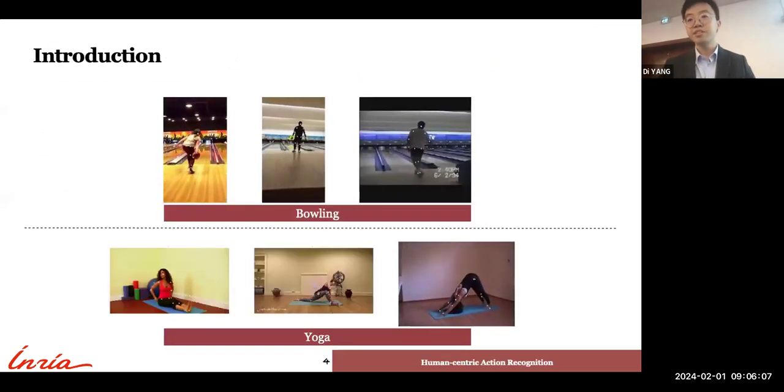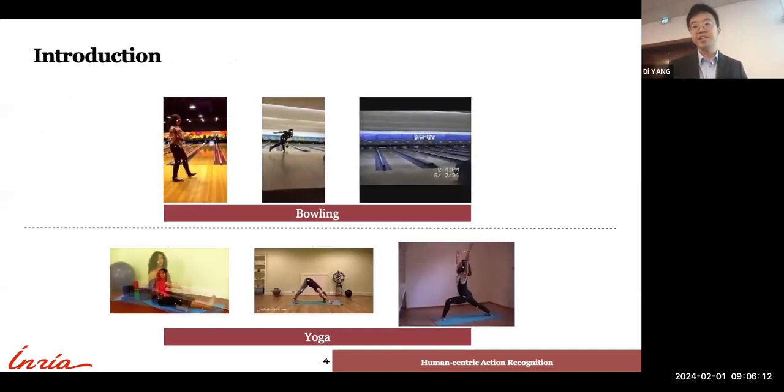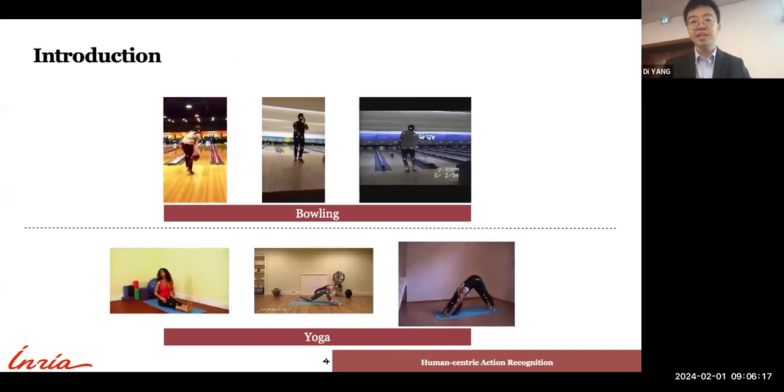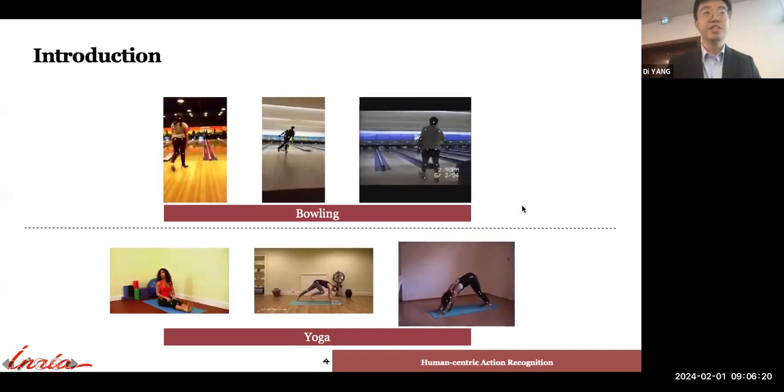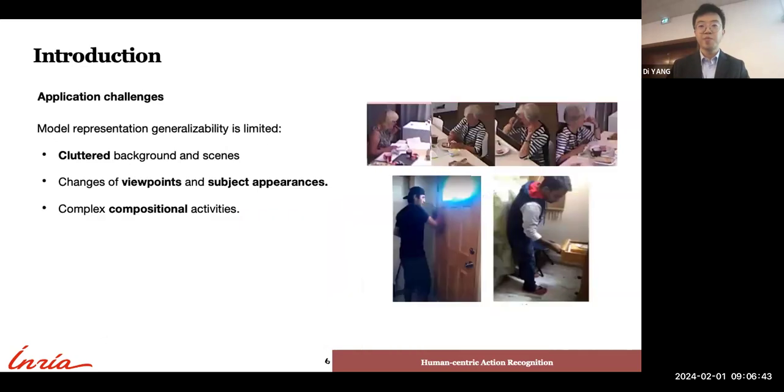This thesis focuses on human-centric action recognition. Human-centric action recognition in AI refers to the technology's ability to identify and understand human actions and behaviors in video content. The goal is to enable AI systems to recognize and respond to human activities in a way that's useful for applications in the real world. For example, smart home care monitoring, health monitoring, sports analysis, and other important applications like security and robotics.